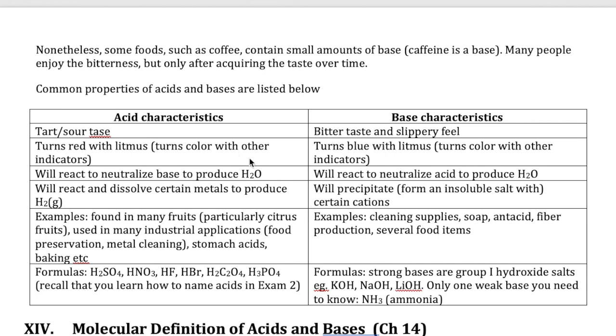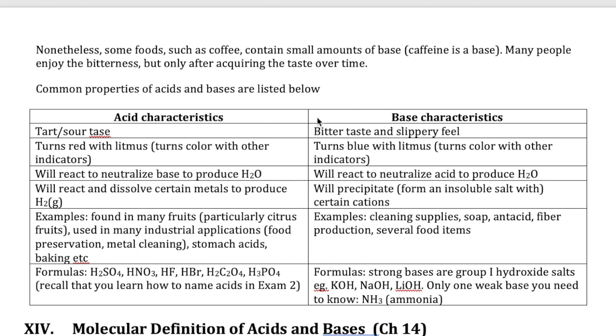Now, one of the most common ways we test for acids and bases is we use these compounds that are called indicators. Basically, they are substances that will turn one color if they're exposed to acids, and they'll turn a different color if they're exposed to bases. The most well-known of these indicators is probably litmus. Litmus will turn red if it's exposed to an acid, and it will turn blue if it's reacted with a base.